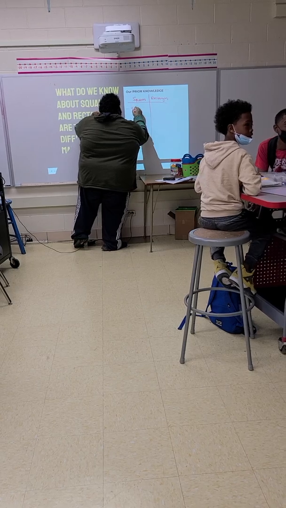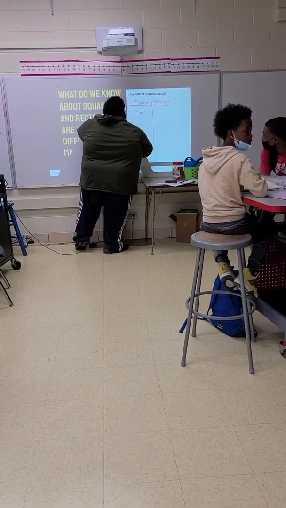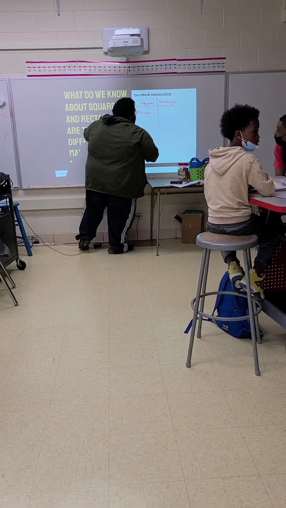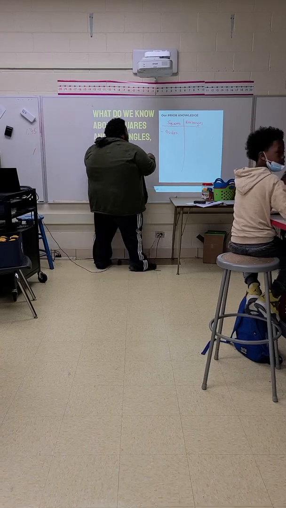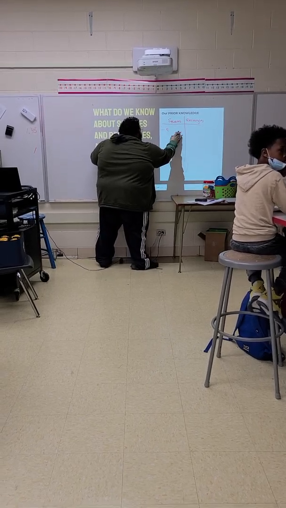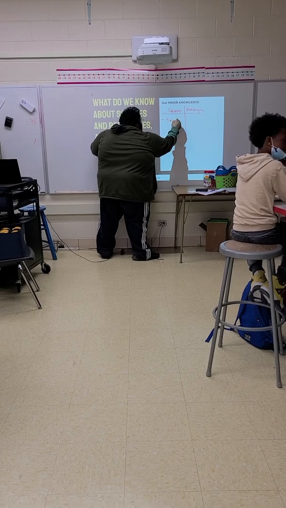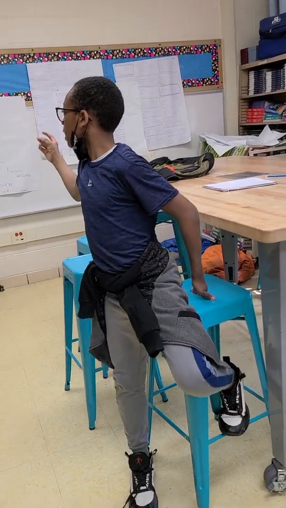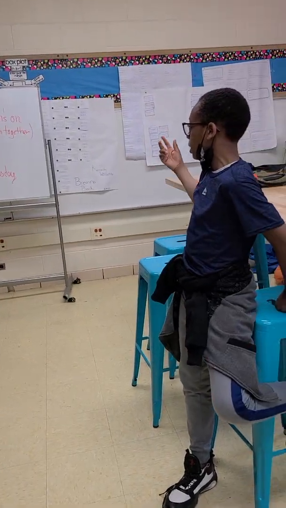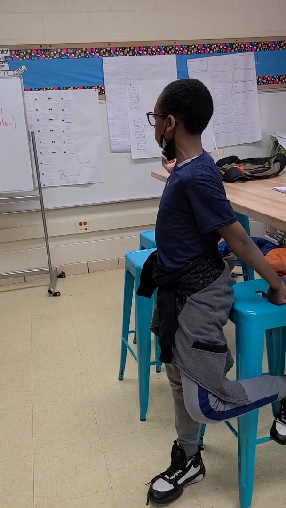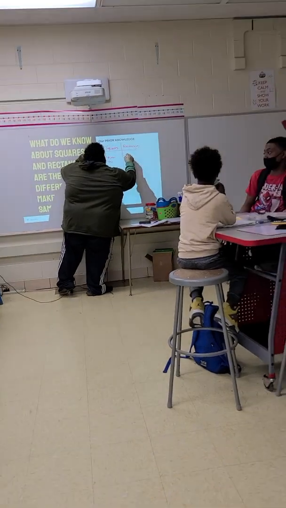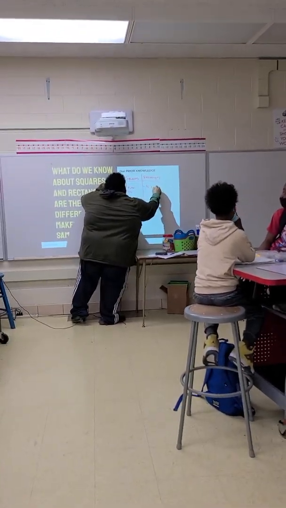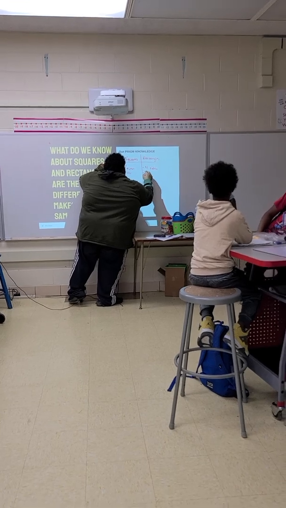Squares got 4 sides. Are they 4 even sides or are they different? No, they're even. 4 even sides, right? And rectangles have 2 lengths and 2 widths. So that means they have 2 that's even and 2 that's even. Alright, so rectangles have 4 sides, but not all of them are even, only 2 equal sides, right?